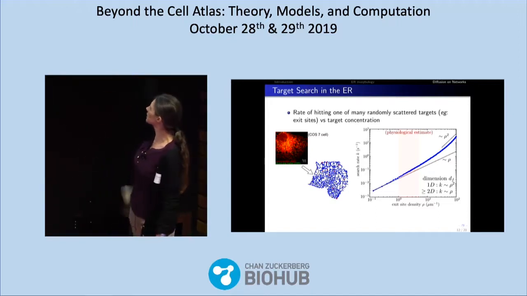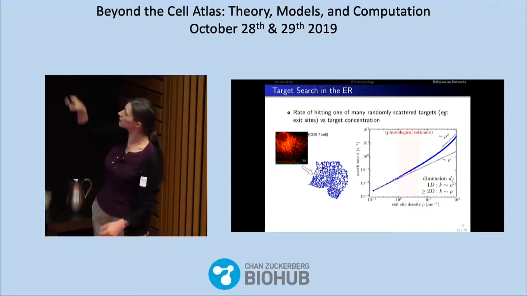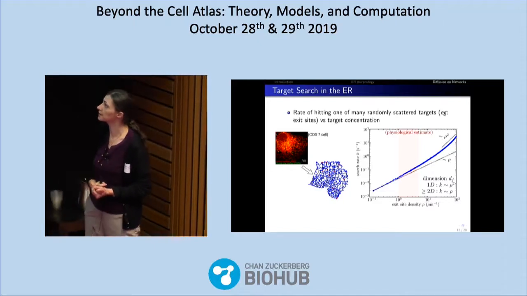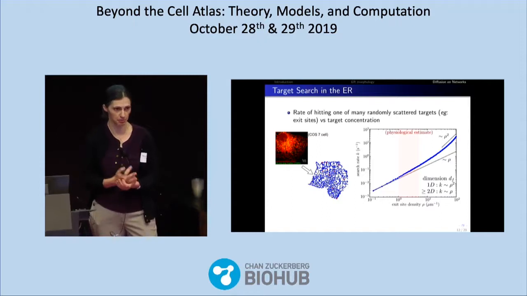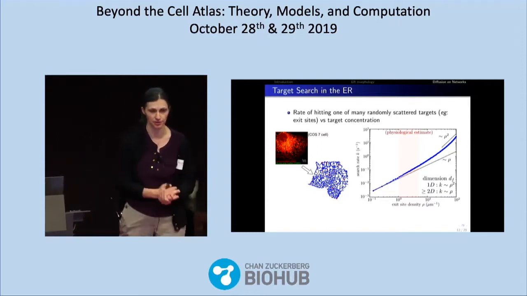So that's plotted here. Here's the exit site density and the search rate. And you can see when the exit site density is very low, you get a search rate that's proportional to the density, just like you would expect for bulk kinetics, rate proportional to concentration.